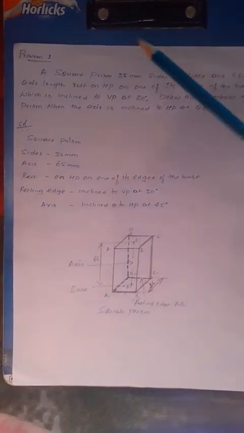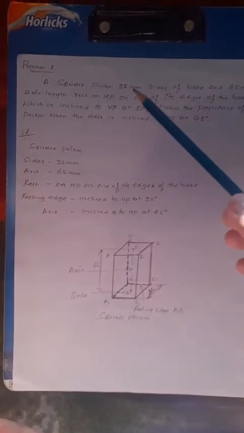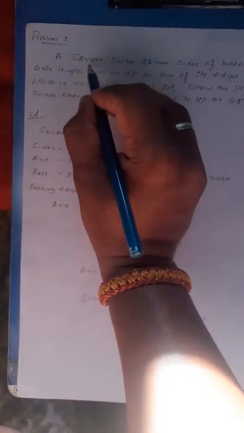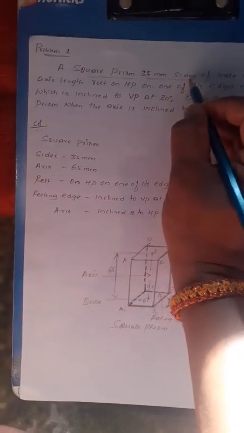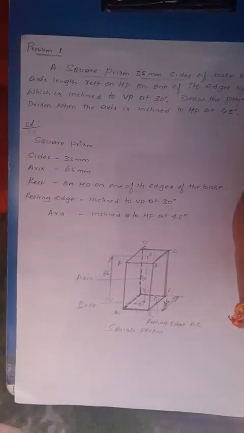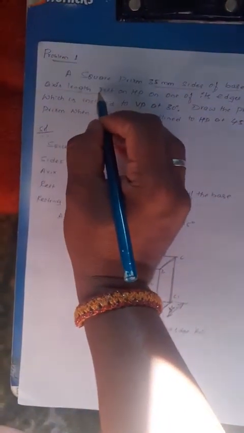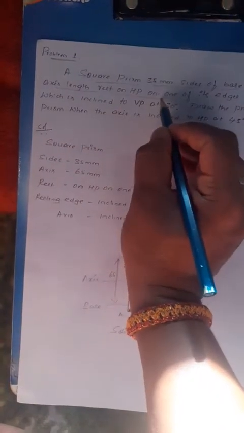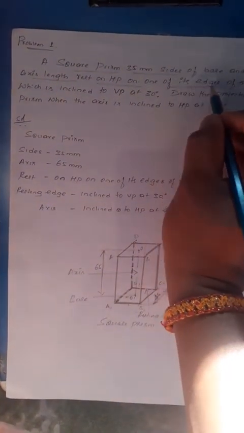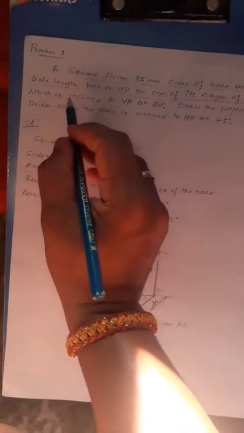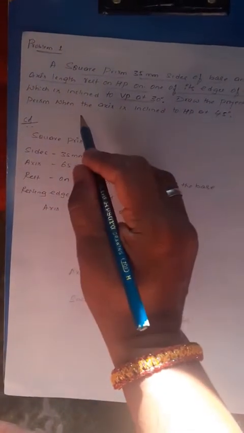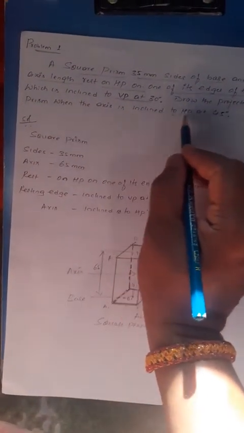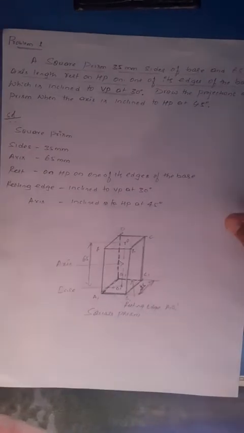Now read the problem once or twice, then identify the type of solid given. What is the type of solid given? It is a square prism. What is the side? 35 mm side of the base, and 65 mm axis length, then rest on HP on one of its edges of the base, which is inclined to VP at 30 degrees, and draw the projection of the prism when the axis is inclined to HP at 45 degrees.